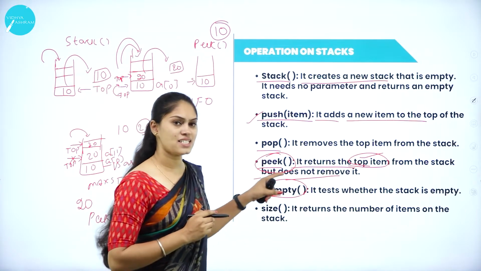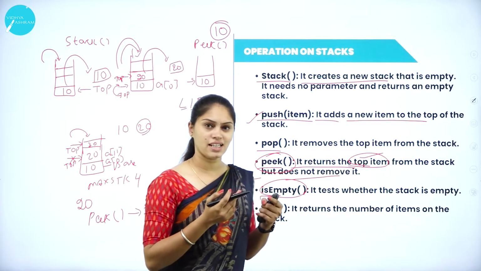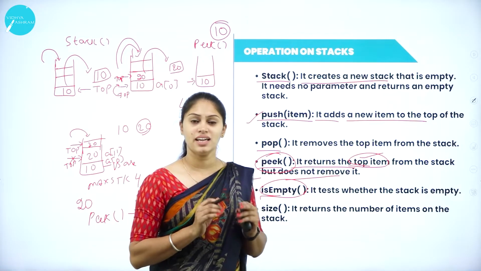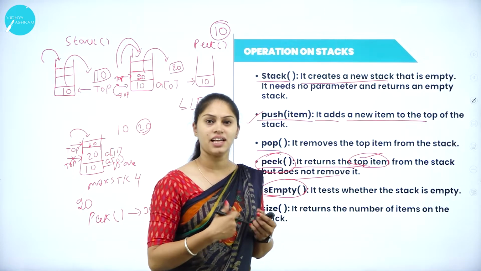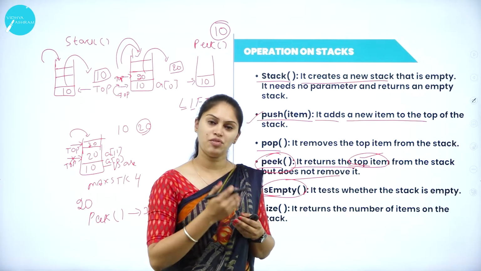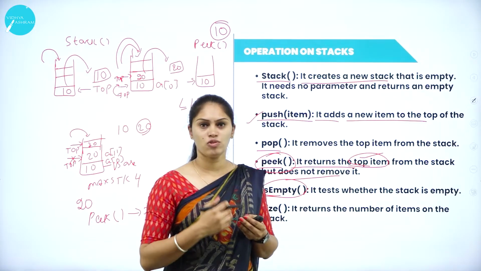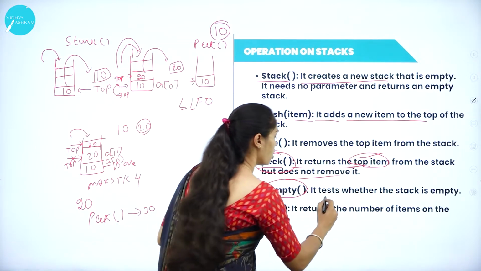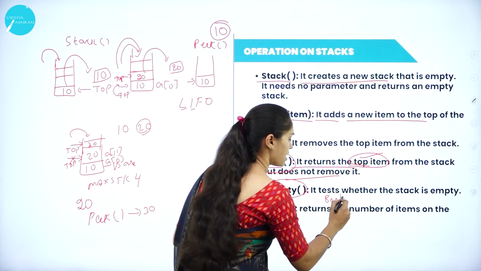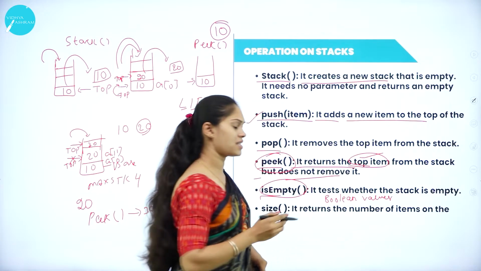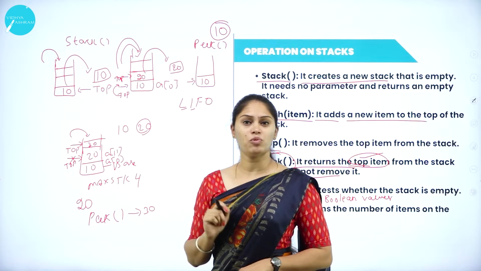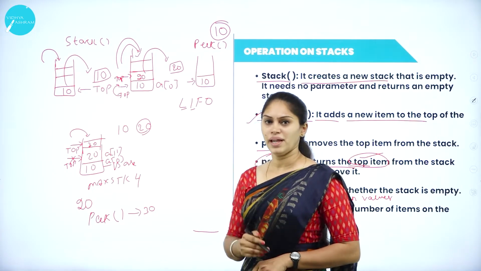Next we have isEmpty. Is in the sense what? I'm just checking whether the stack is empty or not. If it is empty, then it will give me true. If not, then it will give me false. So it will return only Boolean values as a result. If it is true, then that will be 1. If it is false, then that will be 0.